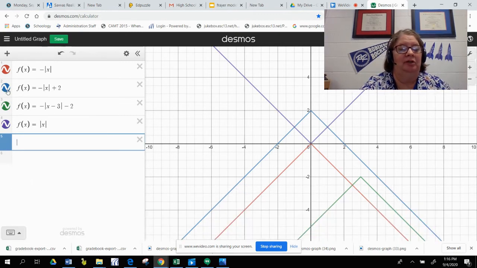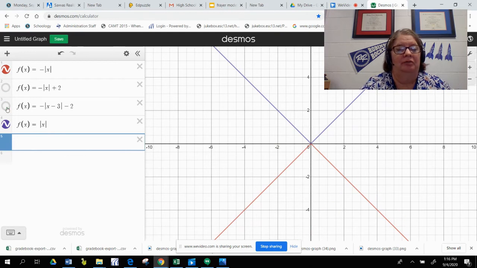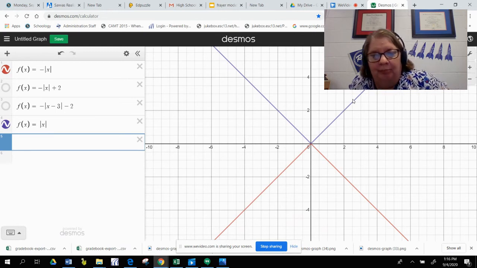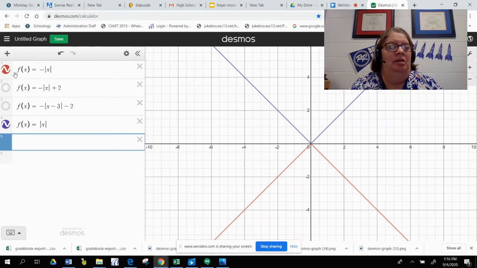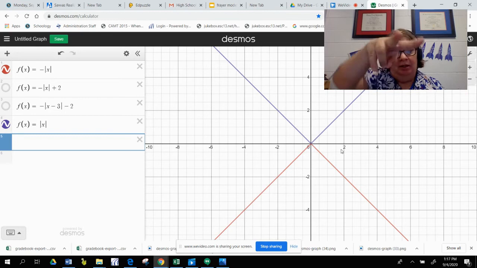So look, we can turn this one off and this one off. Here's the purple. This is our original absolute value parent function, y equals absolute value of x. Shaped like a V, vertex at the origin, opens up. When we throw a negative in front of that, this red one has reflected every point on the original function across the x-axis. So this point goes here. This point goes here. It's reflecting over the x-axis. Flips it upside down. Takes that V, flips it upside down.